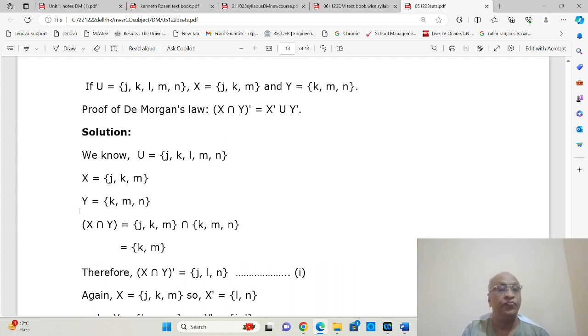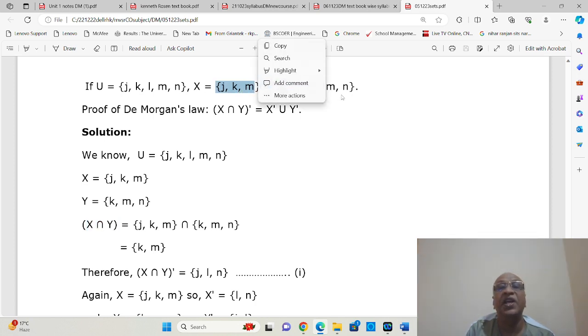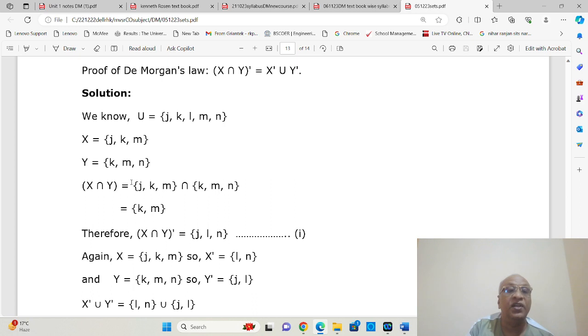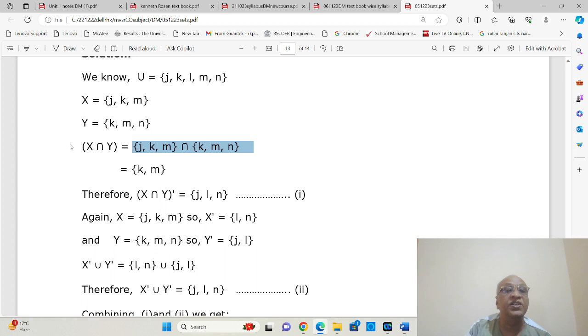So let us take X intersection Y. What is X intersection Y? X is J, K, M and Y is K, M, N. So we have to take the intersection of JKM and KMN. If you take the JKM and KMN intersection, we get K and M. So this is the resultant of X intersection Y: K and M.